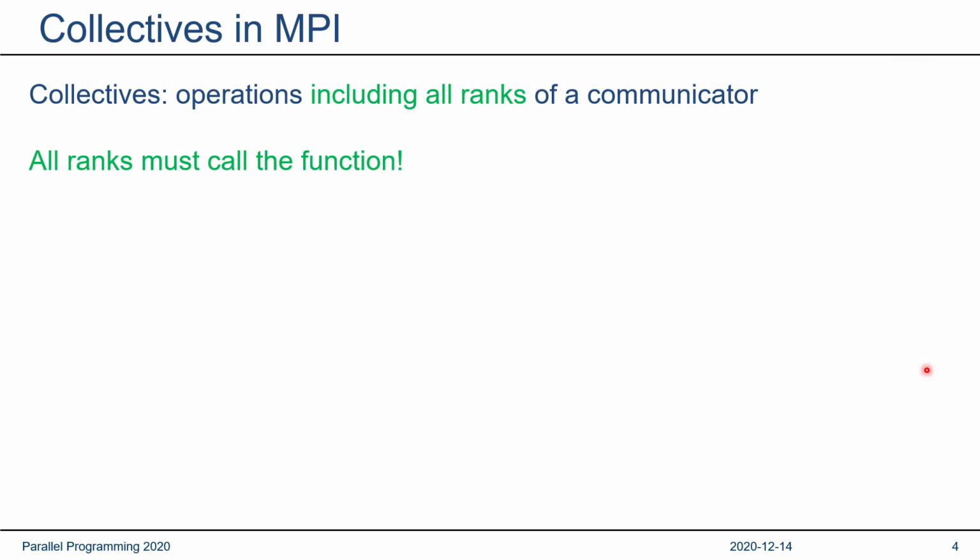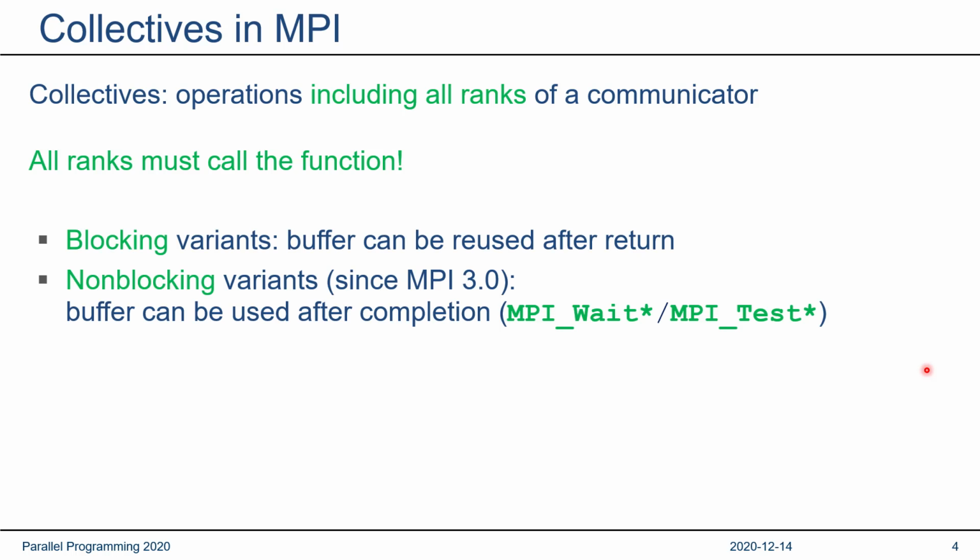So what are collectives in MPI? Collectives have a unique property, which is that they require that all ranks of a communicator must call the collective function. That's the primary rule, and it cannot be broken, which means the collectives are a kind of separate communication mode in MPI, totally detached from point-to-point communication, which we have been looking at so far.